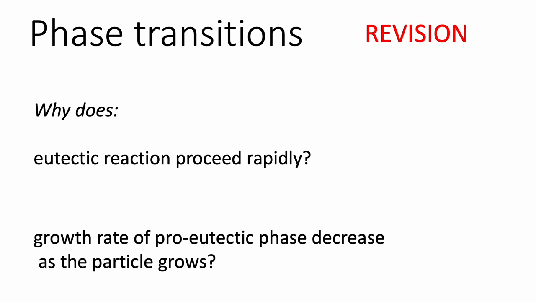I'll begin with a couple of queries about what we covered in the last lecture. Specifically, why does a eutectic reaction proceed rapidly, often being completed over a very narrow temperature range? And in contrast, why does the growth rate of a proeutectoid phase decrease as the particle grows?